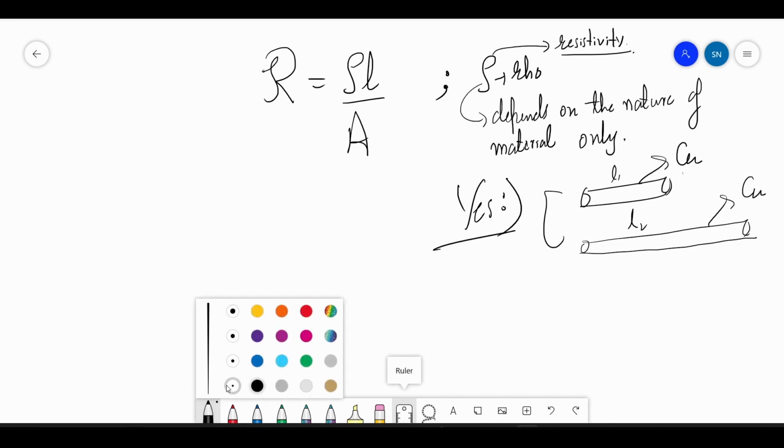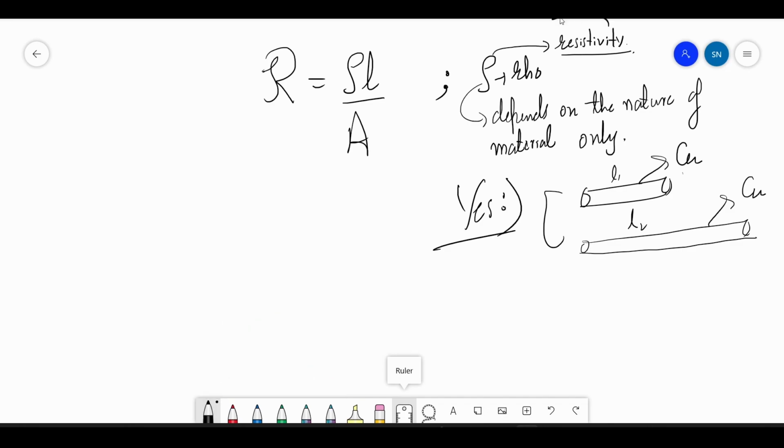Didn't I just tell you that it is nature, it is material dependent? So if both are made of copper material, they will have the same resistivity. It doesn't matter what their area of cross section is, it doesn't matter what their length is. Correct? Am I clear? Okay, great. Now another look.